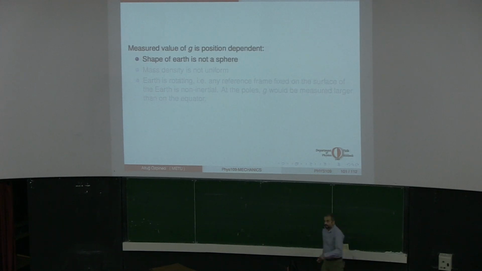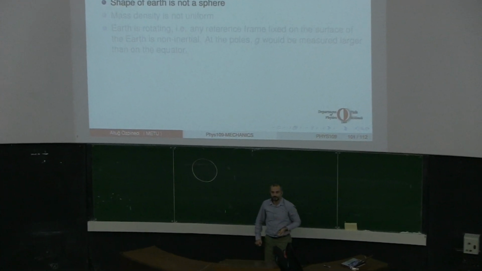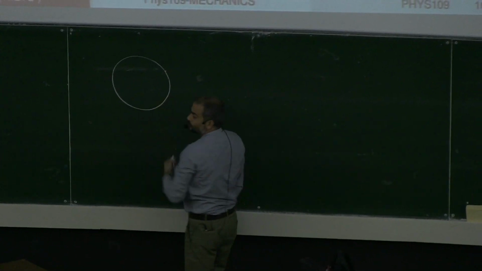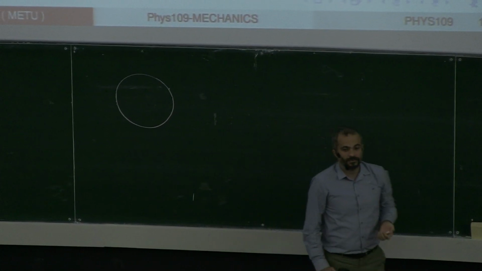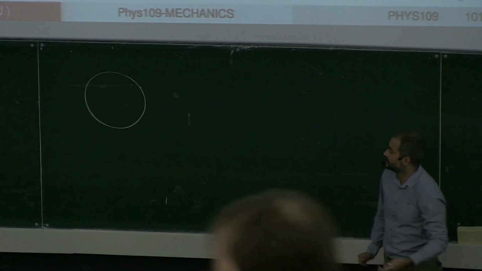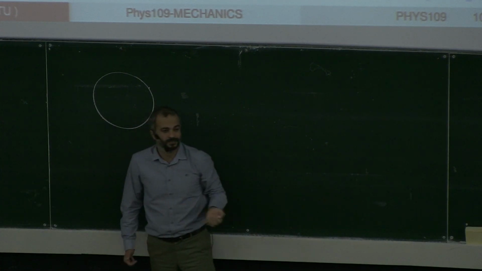Now, we had discussed the g. This is Earth. You are on the surface of the Earth, let's say somewhere over here, and you measure the value of g. Now, the value of g that you measure will be different from the value of g that somebody else measures, let's say here.